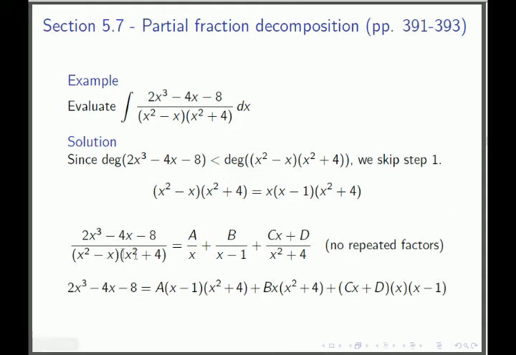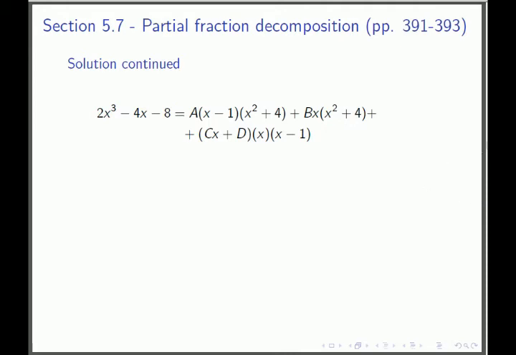Okay, now I'm going to clear denominators in this equation so that I can start solving for a, b, c, and d. I'm multiplying both sides by this denominator, which means that the left side will be just the numerator. And on the right side, I need to consider each term separately. If I multiply a over x by this whole denominator, I get x minus 1 times x squared plus 4. If I multiply this term by this denominator, this is what I get, and so on.